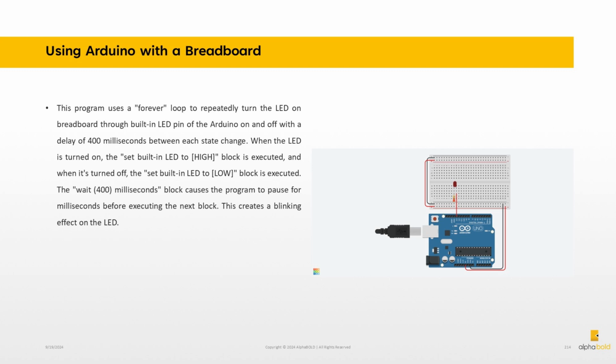When the LED is turned on, the set built-in LED to High block is executed, and when it's turned off, the set built-in LED to Low block is executed. The wait 400 milliseconds block causes the program to pause for milliseconds before executing the next block. This creates a blinking effect on the LED.